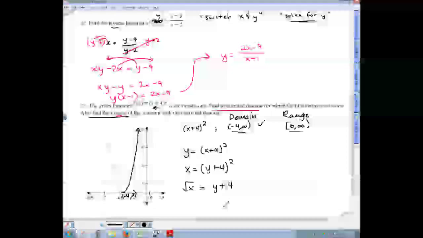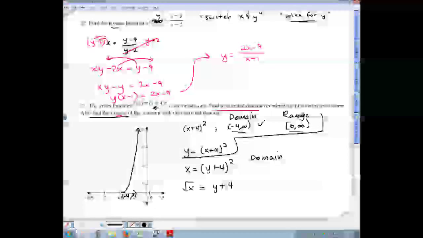Now, here's where the domain and range come into play. This is the domain and range of the original function f of x. When you're finding inverses, you switch the place of x and y. That also switches the domain and range. So the domain now of the inverse is the range of the original function. So the domain now is from 0 to infinity.